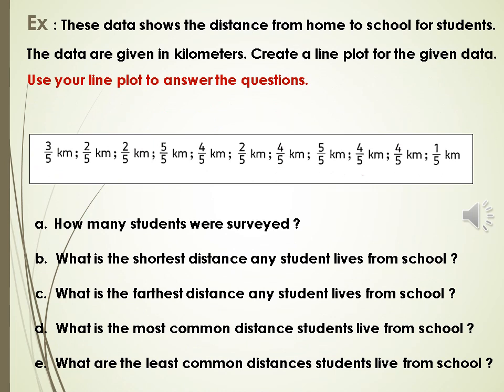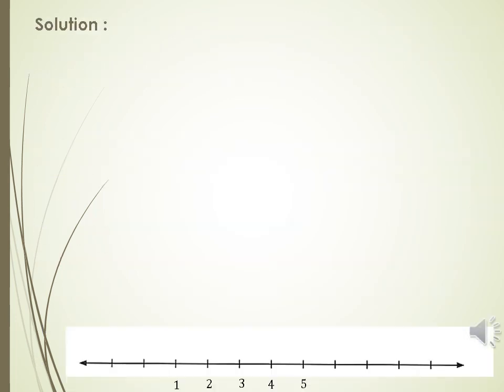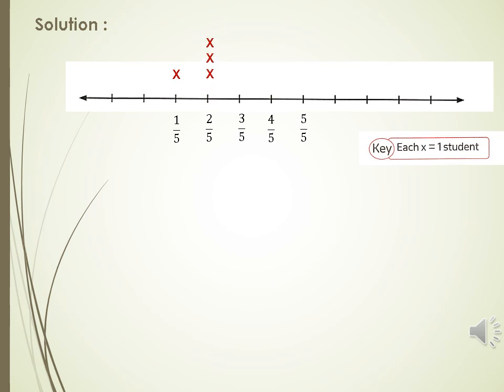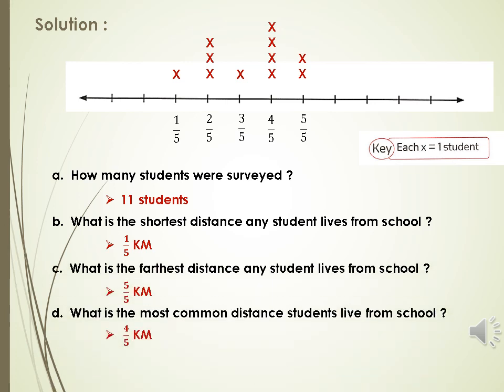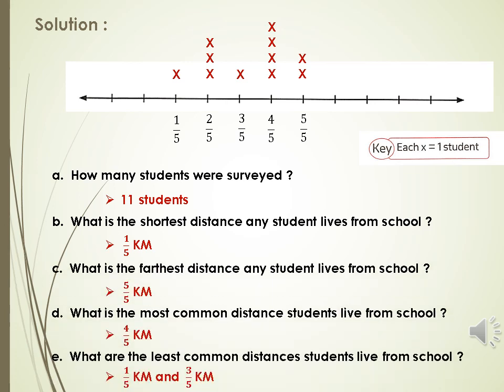Example: this data shows the distance from home to school for students. The data are given in kilometers. Create a line plot for the given data. Use your line plot to answer the following. After representing the data by using a line plot, let's read and answer the following.